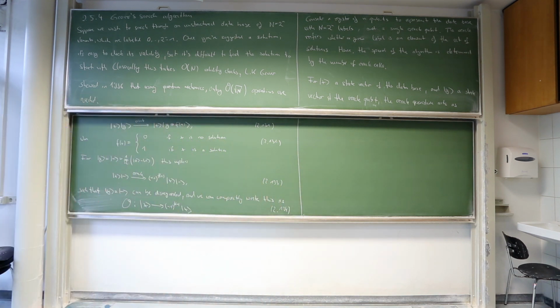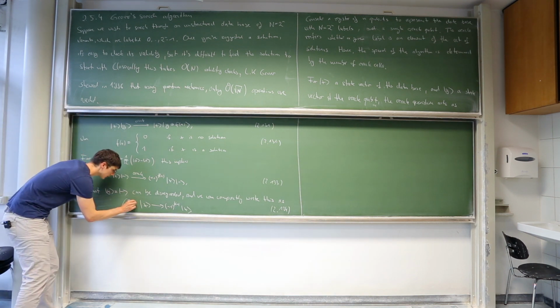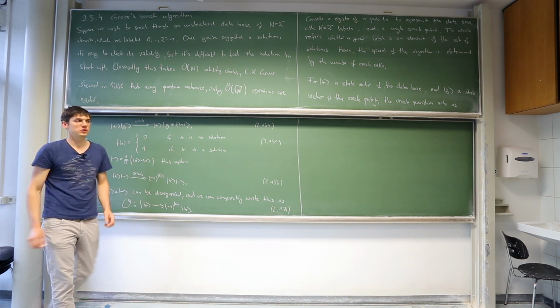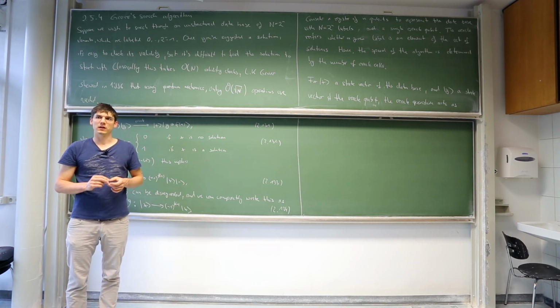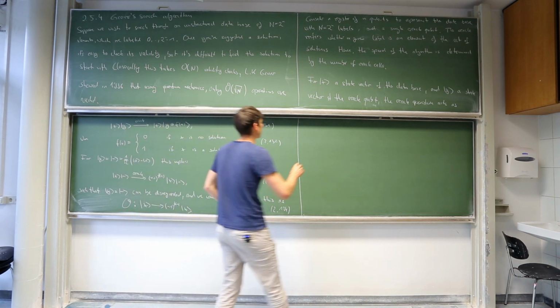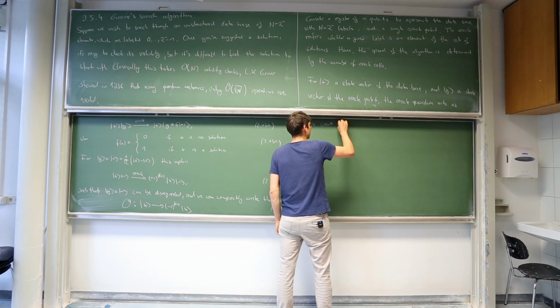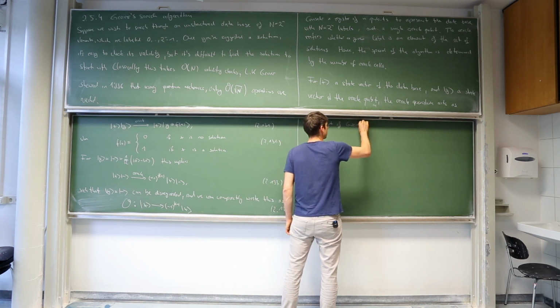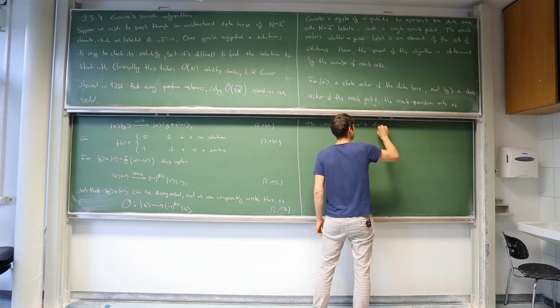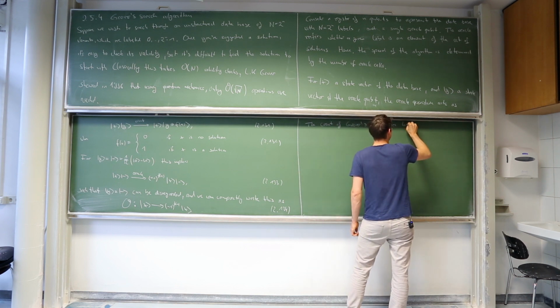Okay, now this describes how the oracle works. And let me now show you how the circuit of Grover's algorithm looks like. And then we go step by step through the circuit. The circuit of Grover's algorithm looks as follows.